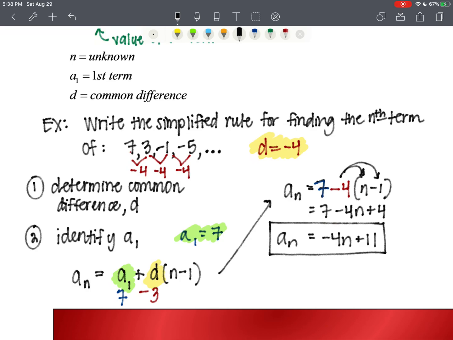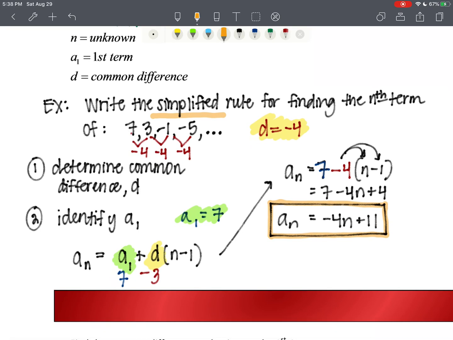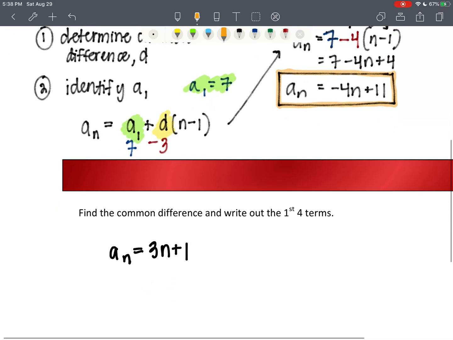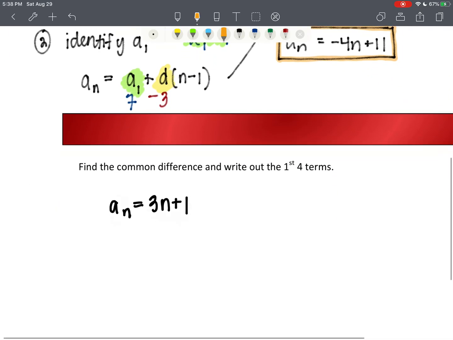-4n plus 11. And when it said the simplified form, it meant distribute the -4 and combine like terms. And that's how you get your arithmetic rule in simplified form. So here we're already given the arithmetic rule in simplified form.